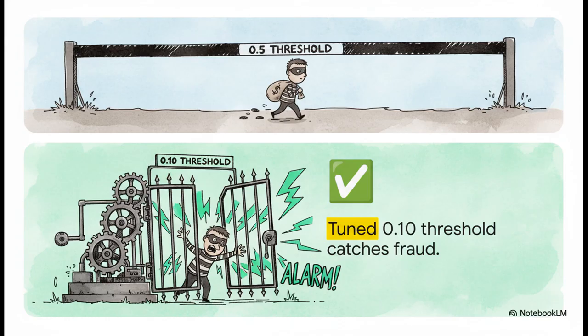If your model sees a fraudulent transaction and says, I'm 15% sure this is fraud, a 0.5 cutoff completely ignores it, flags it as not fraud. But if you tune your threshold down to 0.10, suddenly, boom, you catch the fraudster. As long as fraud gets consistently higher probabilities than non-fraud, there's always a threshold that separates them.